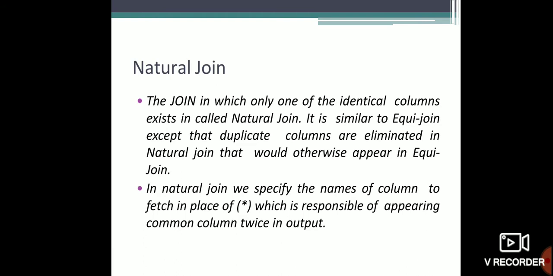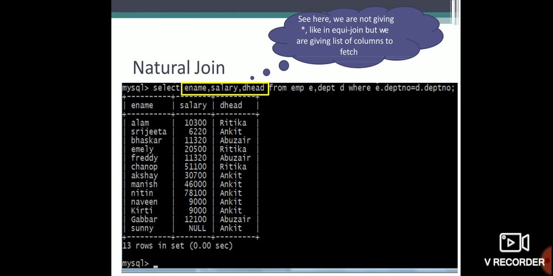In natural join, we specify the names of columns to fetch in place of asterisk, which is responsible for appearing the common column twice in output. Like select ename comma salary comma d head from emp e comma department d, where e dot department number equal to d dot department number. So here in equijoin we were using asterisk, but in natural join we can mention some specific columns. We are not giving asterisk like in equijoin, but we are giving a list of columns to fetch.